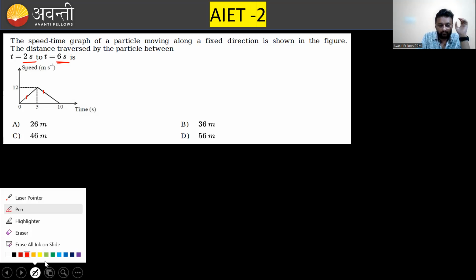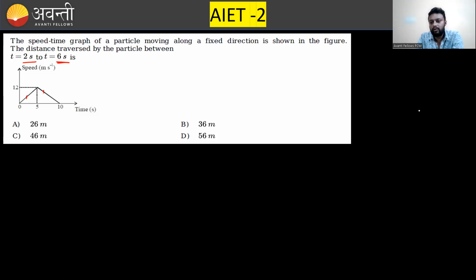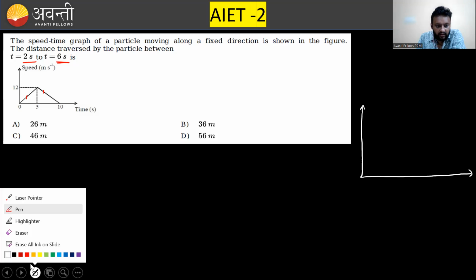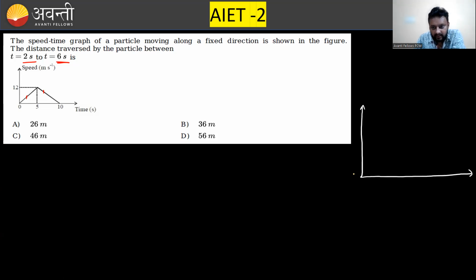So I am just drawing the diagram to give you a more accurate picture of the things. I am just drawing a rough diagram here. This is our speed and this is our time. So what the graph looks like is something like that. This one and this one. Clear? This is t equals to 5. This is t equals to 10. This is obviously 0. And this is 12. Now, clear.